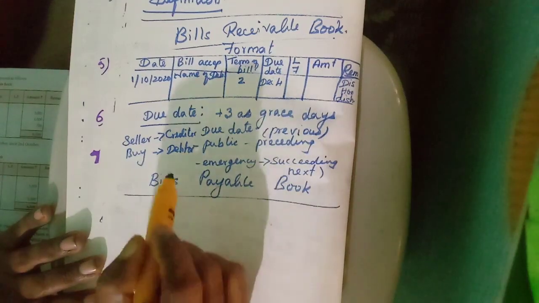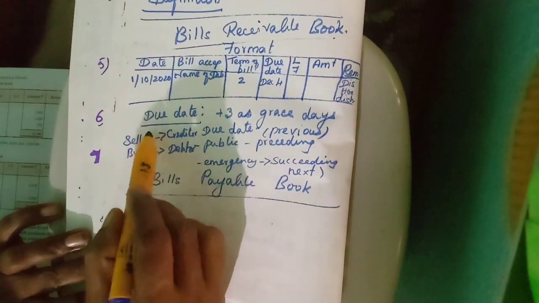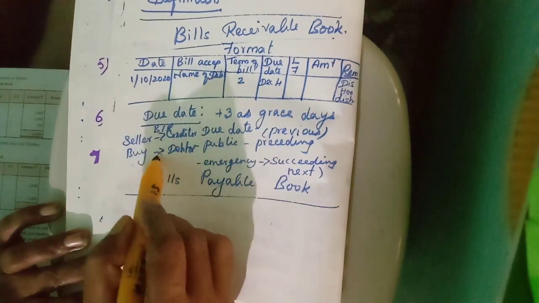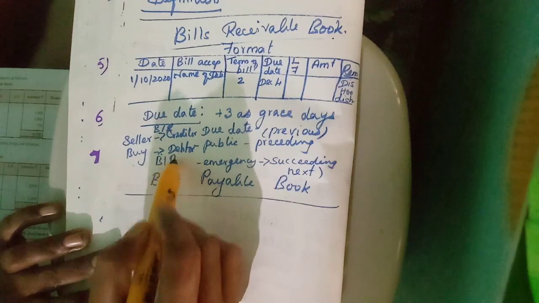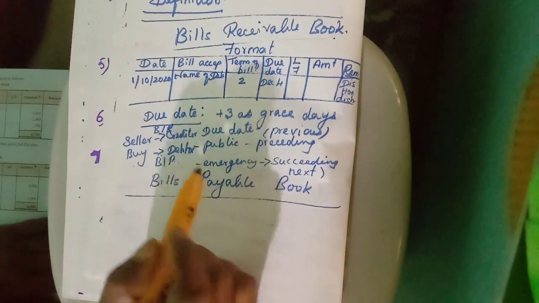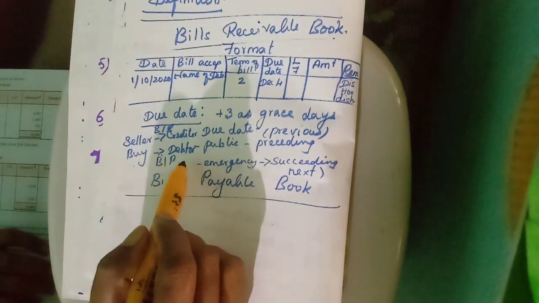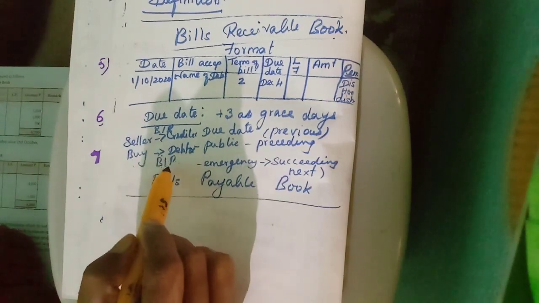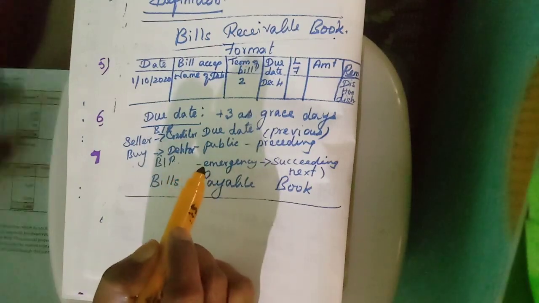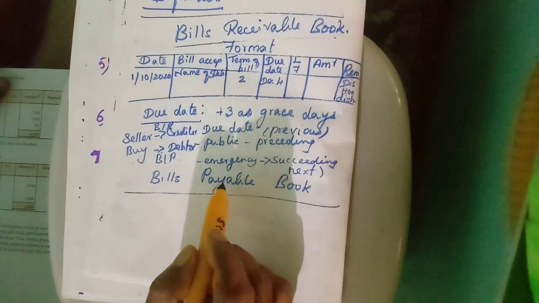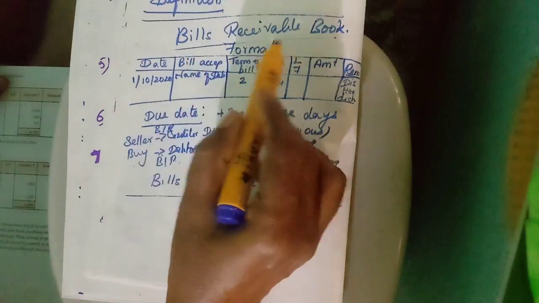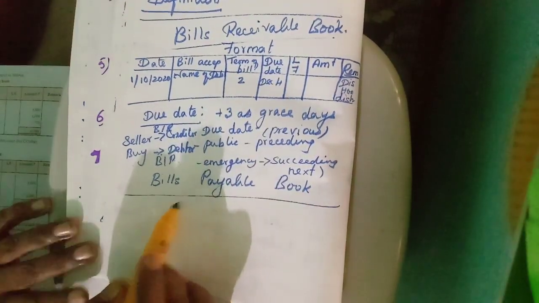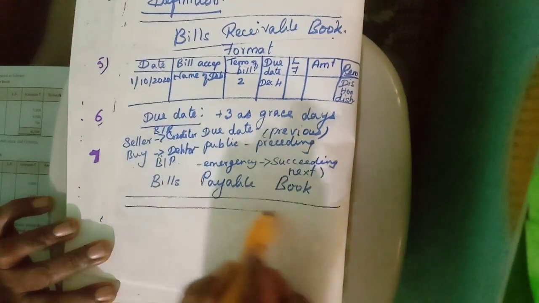Okay, so here the seller will prepare the bills receivable book. Here the buyer will prepare the bills payable book. A particular business concern may purchase something and they will sell. They may purchase goods on credit and they may sell goods on credit. So a business institution has to prepare both the books, the bills receivable book and the bills payable book. Okay, it is the same thing, only the format of the bills payable differs.